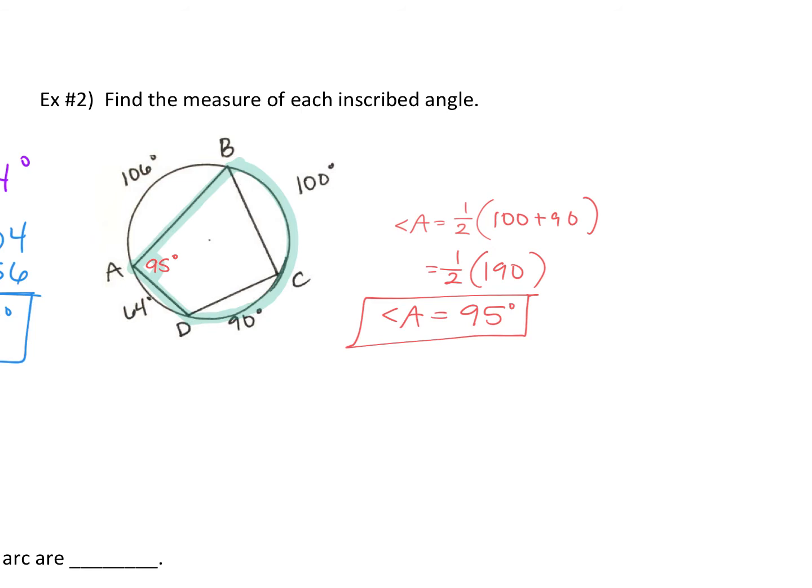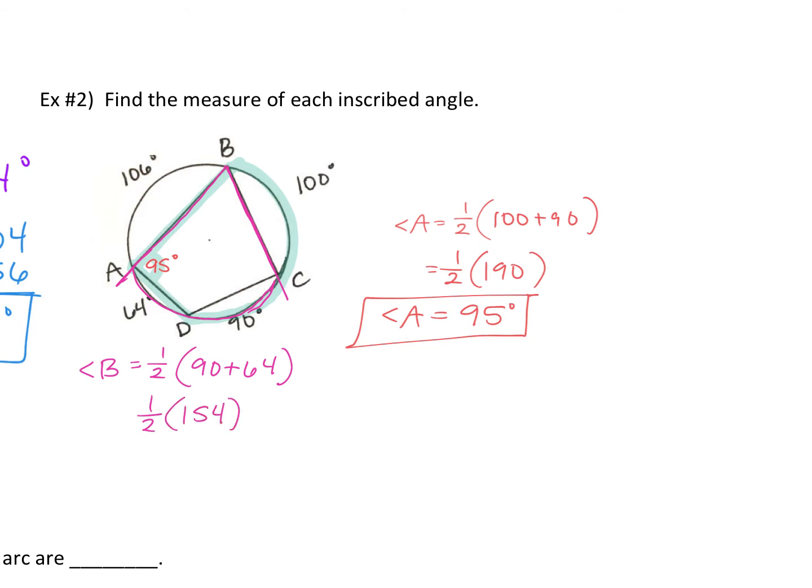So how do you find B? What's the intercepted arc for angle B? Right, here's angle B. Okay, that opens up to this arc, 64 and 90 put together. So angle B is half of 90 plus 64, or half of 154.